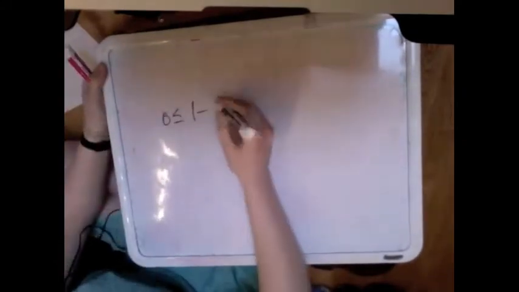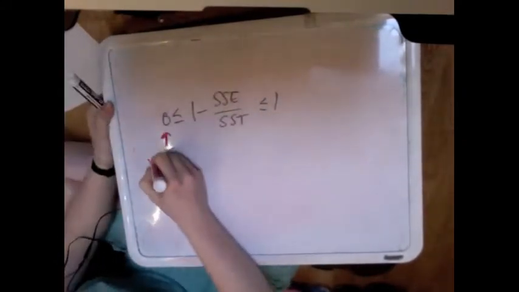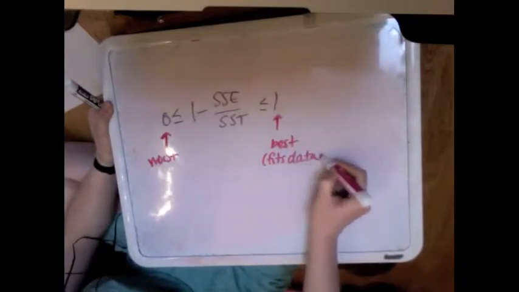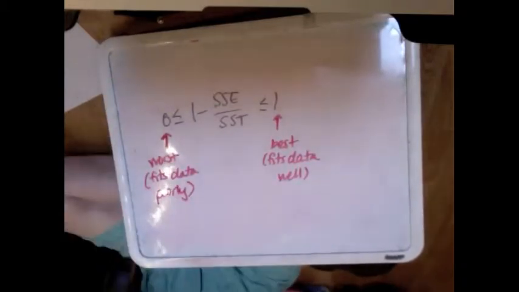The value of R squared is limited to the closed interval 0 to 1, where 0 is the worst case, fitting the data poorly, and 1 is the best case, fitting the data well. Allow me to illustrate with an example.